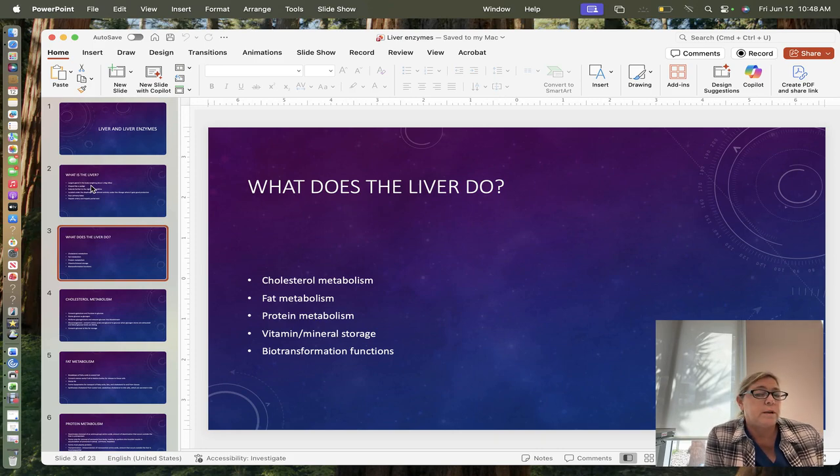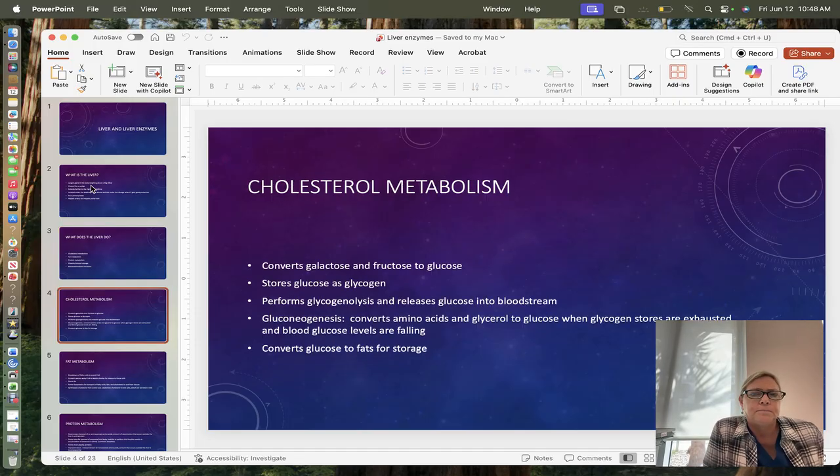Remember, it stores vitamin A, D, E, and K. I always remember A, DEK, and vitamin K, not potassium. Okay. And also biotransformation. So biotransformation of medications, biotransformation of nutrients.